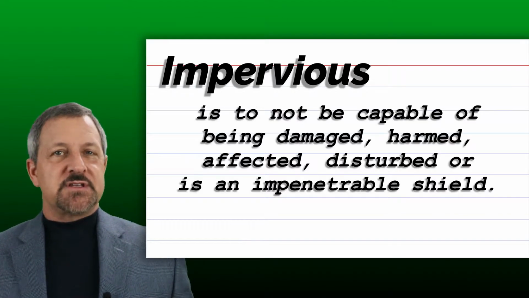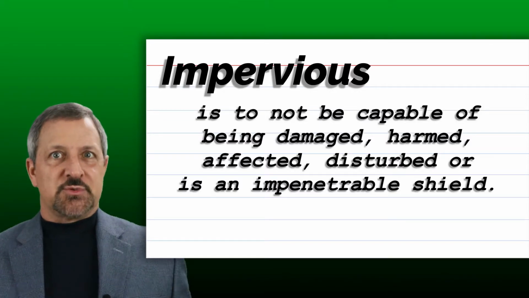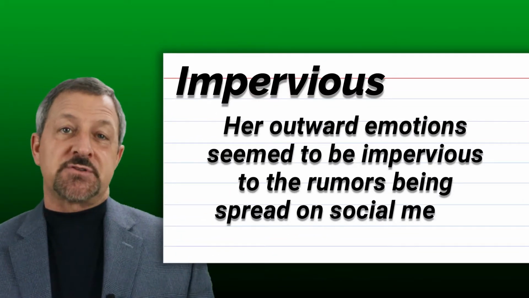The seventh word is impervious. Impervious is to not be capable of being damaged, harmed, affected, disturbed, or is an impenetrable shield. When impervious is used in a sentence, it sounds and looks like this. Her outward emotions seem to be impervious to the rumors being spread on social media.